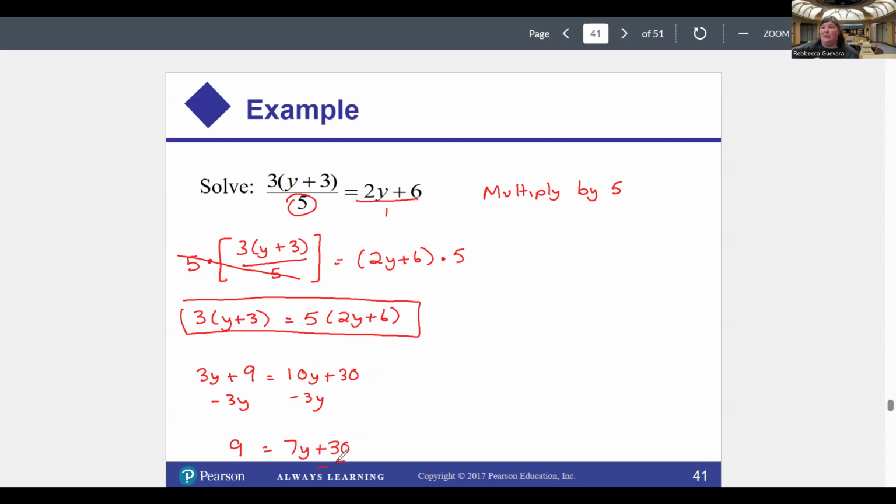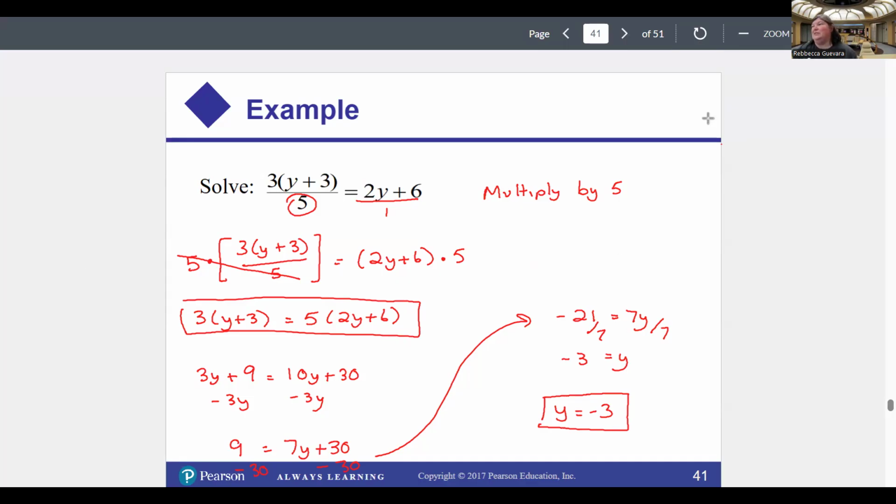And then if I subtract 30 from both sides, I am going to have negative 21 equals 7y. So if I divide both sides by 7, I get y equals negative 3. And it was not intentional that so many of these things are y equals negative 3. I wasn't going to check, and then I realized, no, we have to do this one. This one's weird.